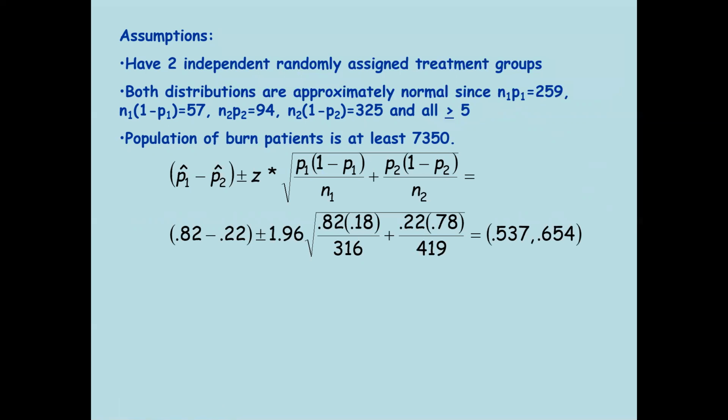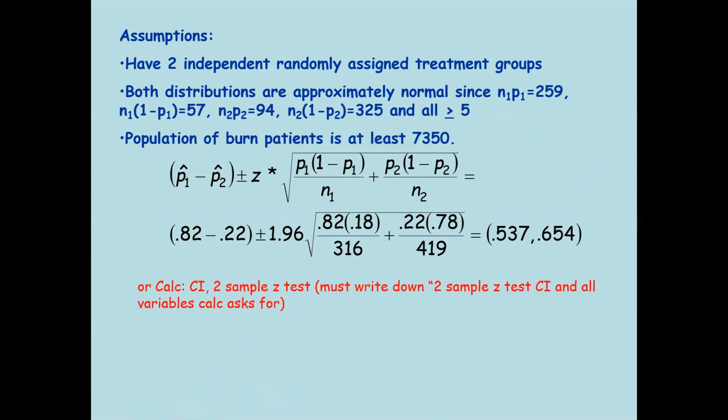To conduct a confidence interval, you can use the big long equation, but I suggest using the calculator. Do menu, statistics, confidence interval, two-sample. Proportion is always z, so you could do a 2-sample prop for the confidence interval. Make sure as you're writing down the steps, you write down 2-sample z interval or 2-sample prop CI and all the variables that the calculator asks for.